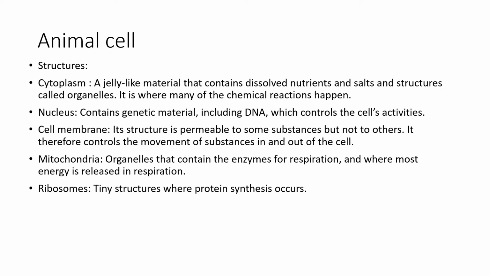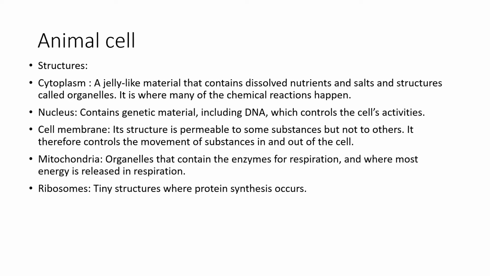So animal cell. So the structures of an animal cell, so organelles, they have a cytoplasm, which is a jelly-like material that contains dissolved nutrients and salts and structures called organelles. It is where many of the chemical reactions happen. So nucleus contains genetic material including DNA, which controls the cell activities. Cell membrane. Its structure is permeable to some substances but not to others. It therefore controls the movement of substances in and out of the cell.